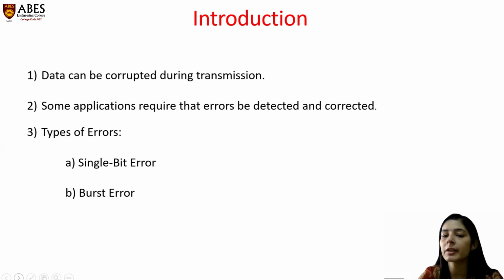But some applications require reliability. For that purpose, we need to detect and correct the errors, or we can say we need some method or mechanism via which the receiver can detect and correct the error, as reliability is required. If we discuss the types of error, there are basically two types: single bit error and burst error. Now we will discuss the difference between the two, single bit error and burst error.